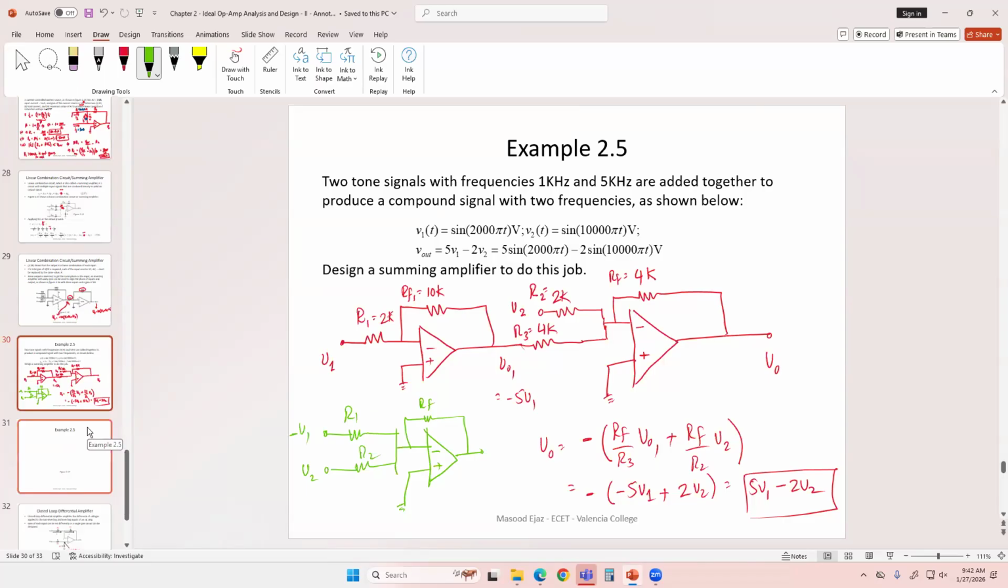Yes, Diego? Negative is because this linear combination circuit is an inverting amplifier, right? RF over R3 is going to be 1, right? And then V out 1 is negative 5V1. Yeah.